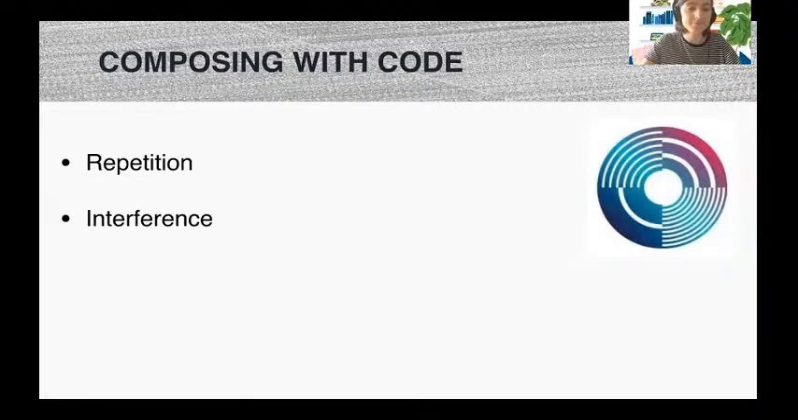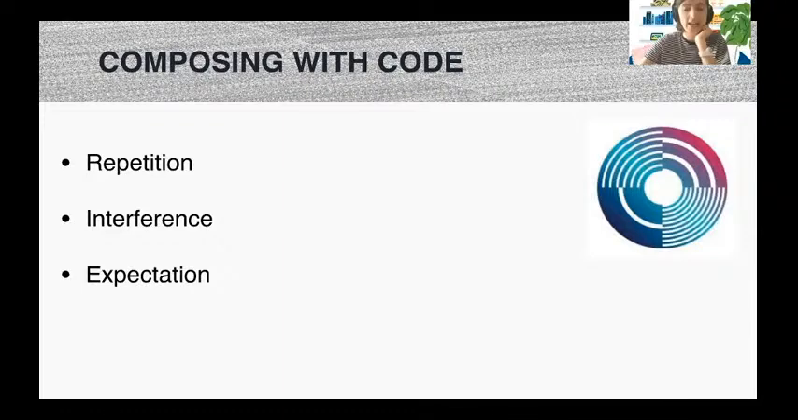Another thing that we can think about is this idea of interference. So taking this repetition and interfering a bit with it. I'll give you some examples of all of this in a second. We also have an idea of expectation.